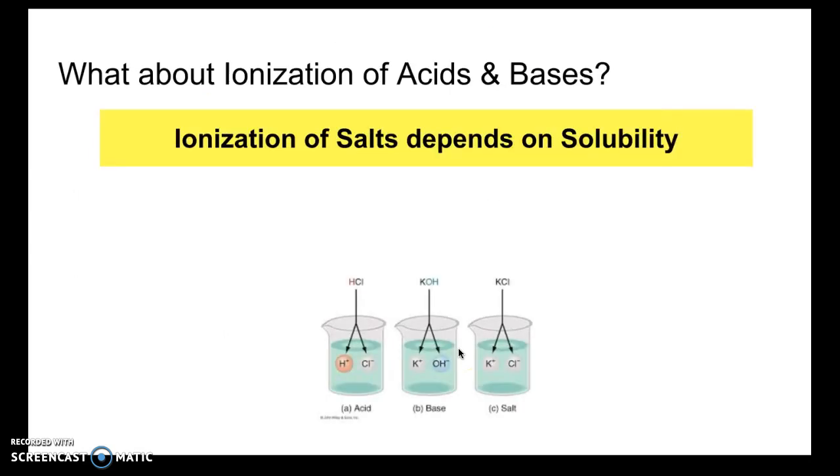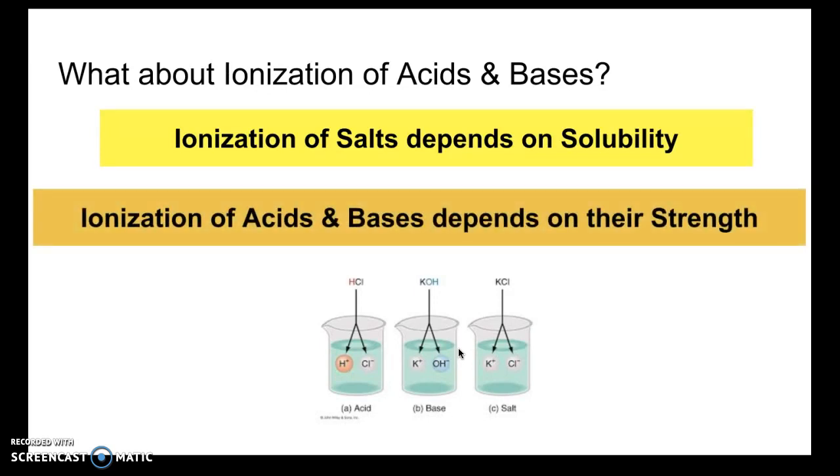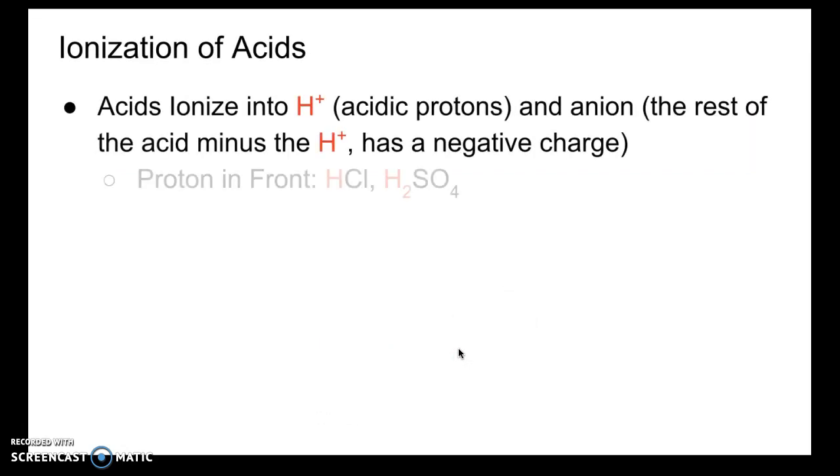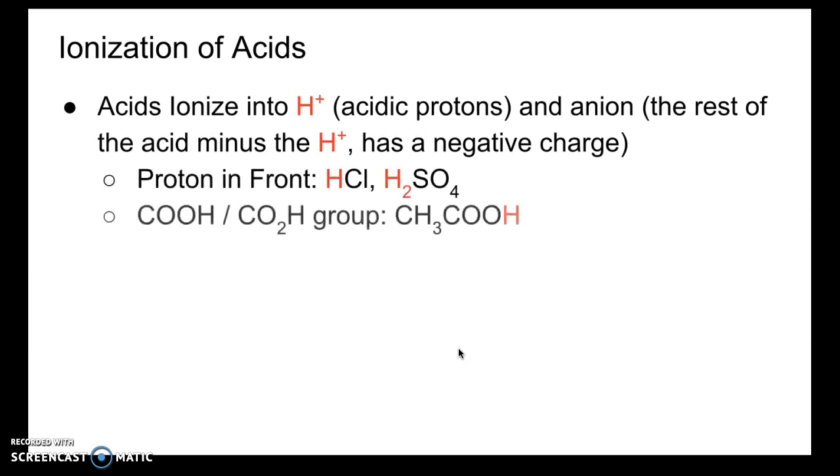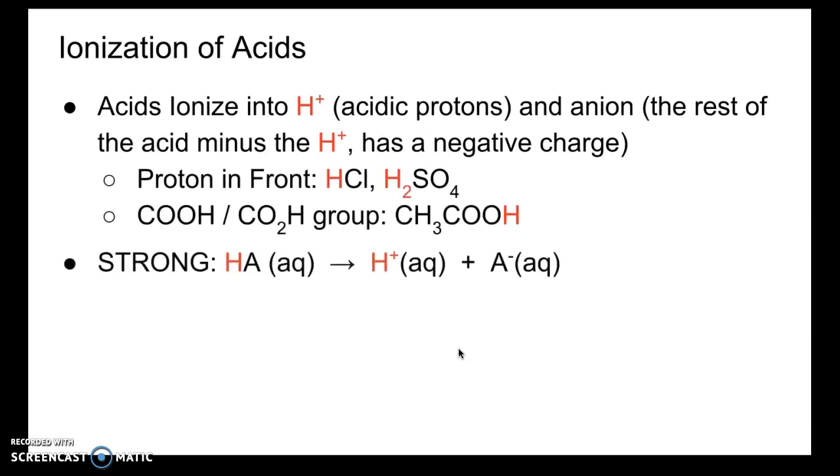Okay, what about ionizations of acids and bases? So if for salts it depends on solubility, for acids and bases it depends on their strength. And we're going to talk about that. So just to recap, acids, when they ionize, they form H+. And if you have something like a strong acid, I put the acidic proton here in the front, and this is the anion. Again, we use this single arrow because it all dissociates, all dissolves.